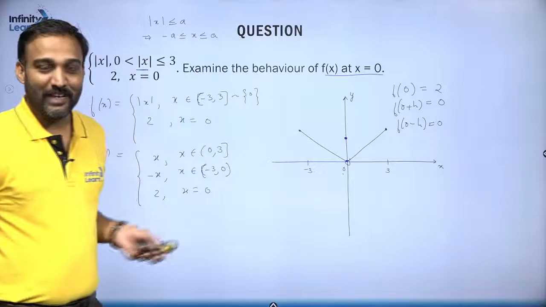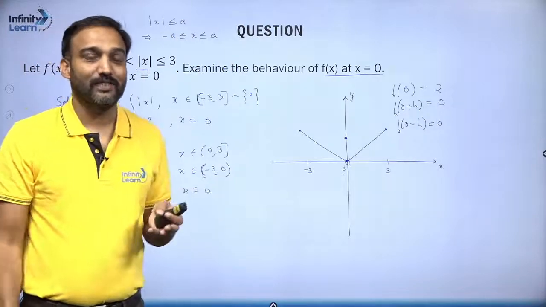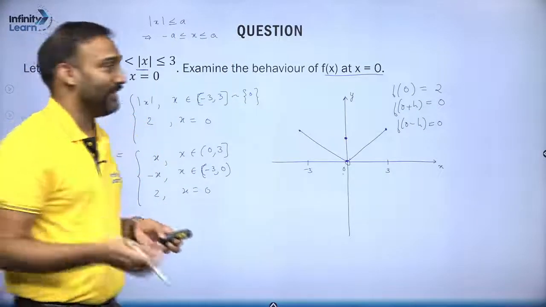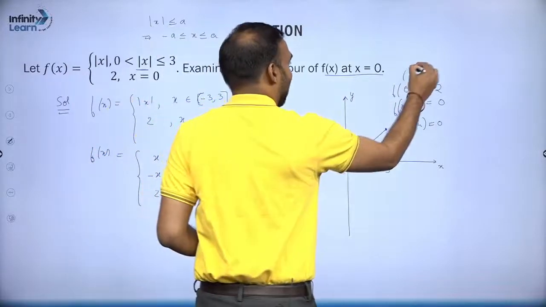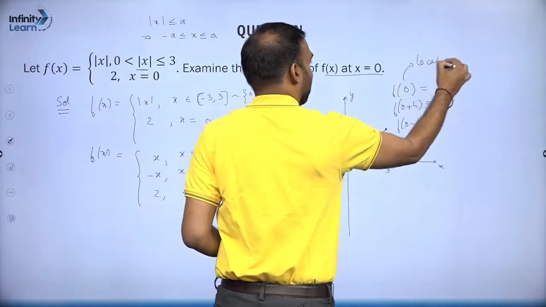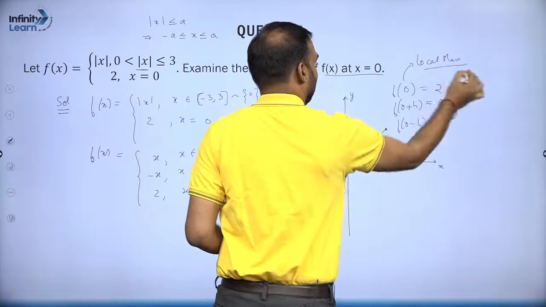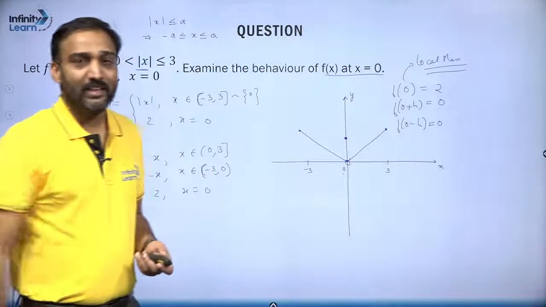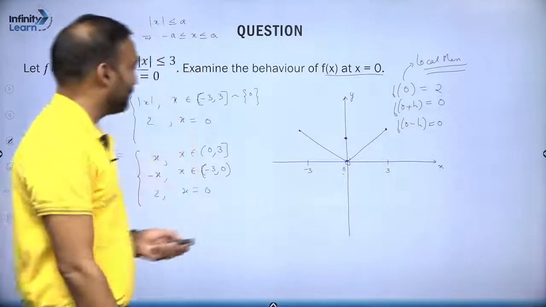Now, if you observe, at x equal to 0, I am getting a larger value as compared to f of 0 plus h and 0 minus h. Hence, I can say at x equal to 0, you have a local maxima. Right, everybody? Let us move on to the next example.